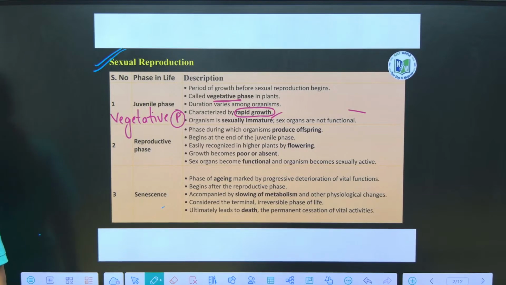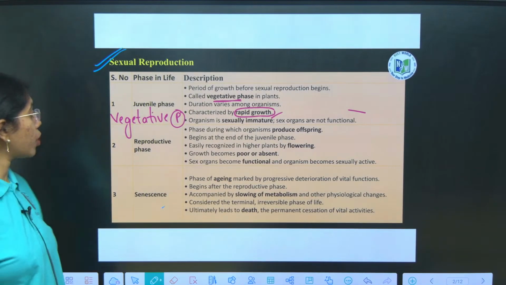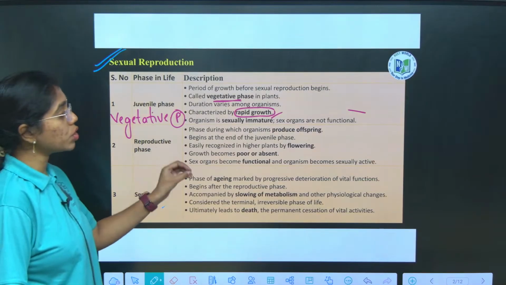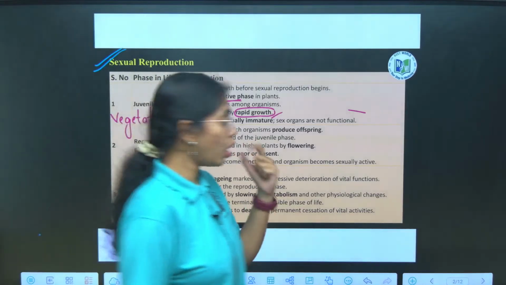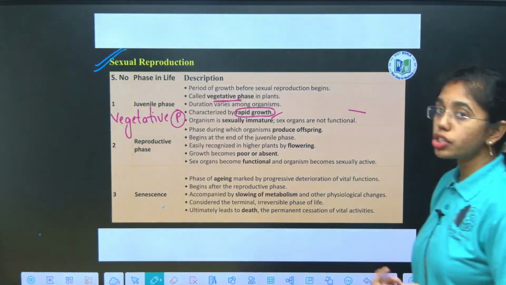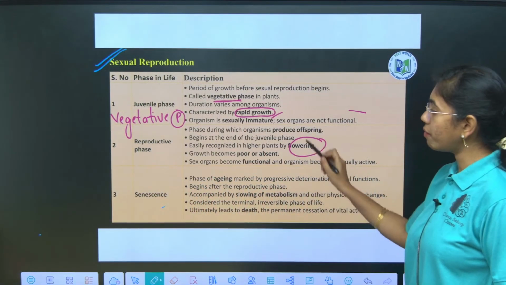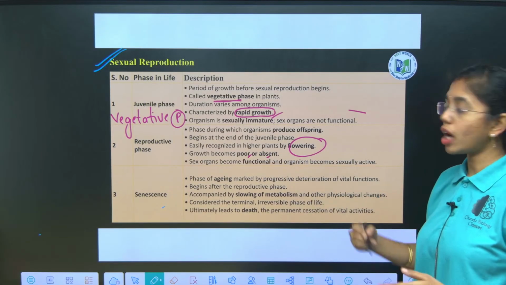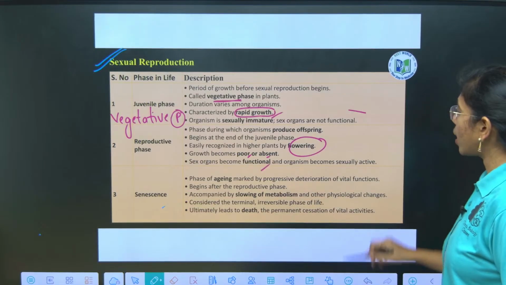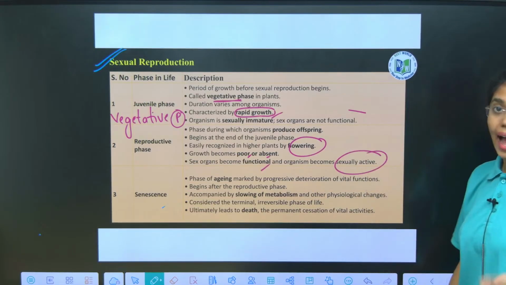The second phase is the reproductive phase, during which organisms produce offspring. This begins at the end of the juvenile phase. It is easily recognized in higher plants by flowering. Growth becomes poor or absent, sex organs become functional and the organism becomes sexually active.